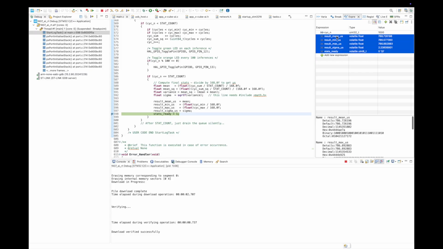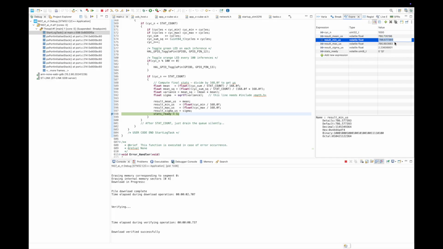Here are the results, which I am reading straight out of the chip's memory through debug mode. The average inference time is 786.73 microseconds. The fastest was 786.58, and the slowest, which is the worst case, was 786.89. So across 1,000 runs, the entire spread is 0.31 microseconds. That's about 52 clock cycles of variation on a 168 MHz processor.